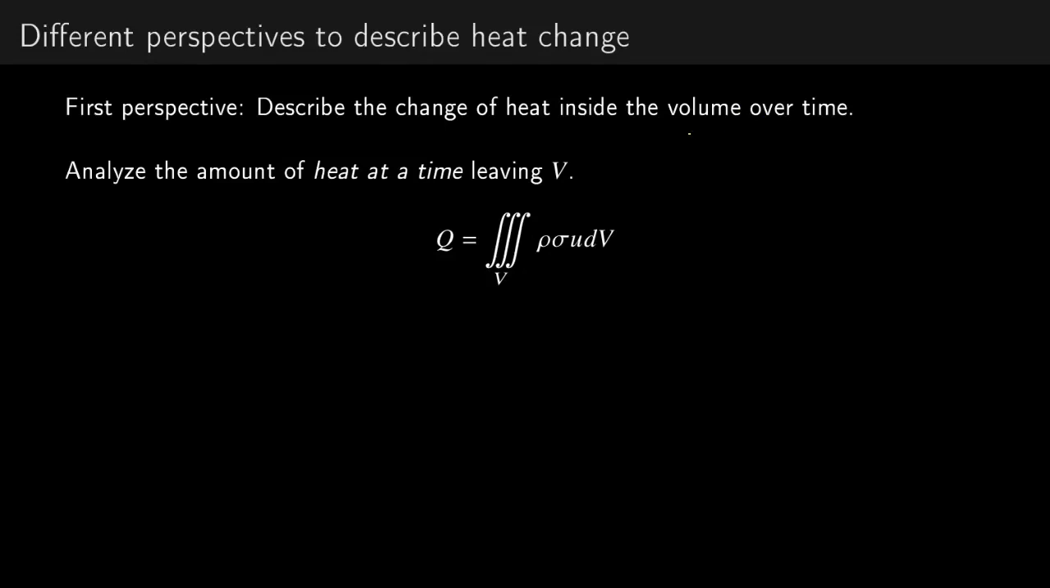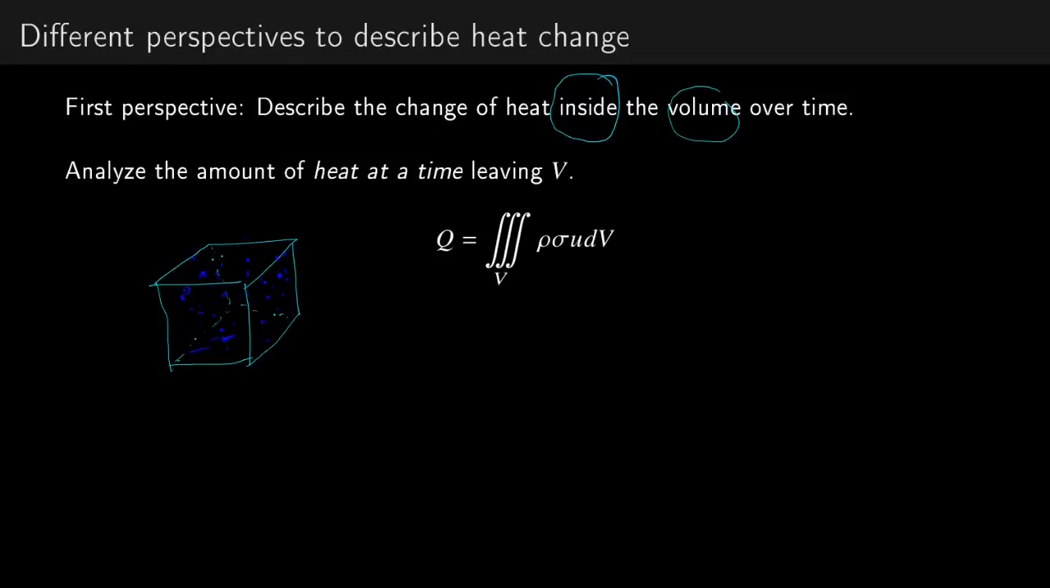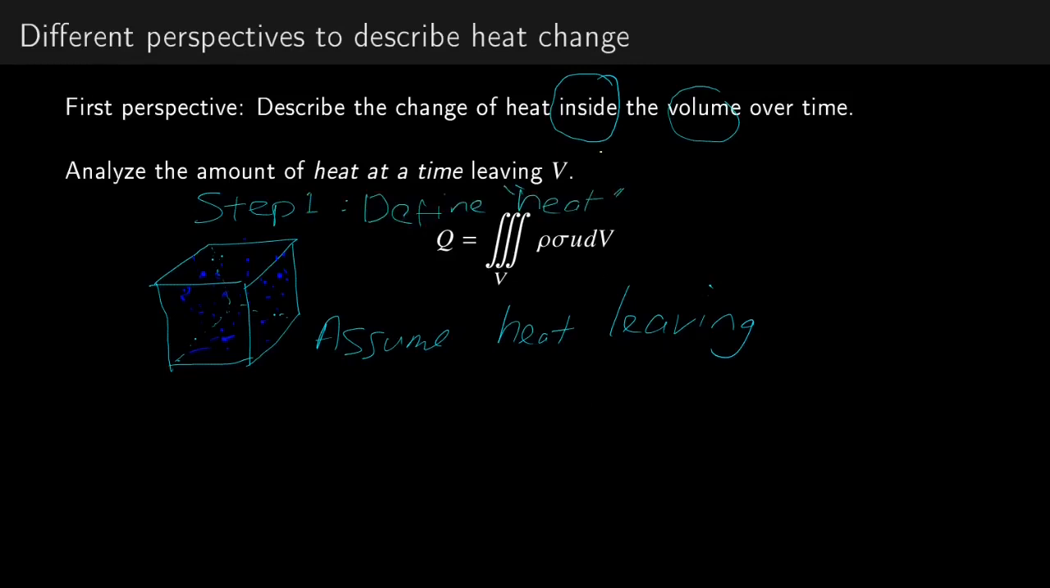So in this case, we are looking at the change inside the volume over time. So we want to quantify how it changes as time changes. If you imagine a volume like this, the state of heat changes over time inside the volume. To describe the change, we need to mathematically quantify what we actually mean by heat. And this is what we do in mathematical modeling. We want to be precise in our definition. First, we assume heat is leaving this volume. That means Q is decreasing with time.